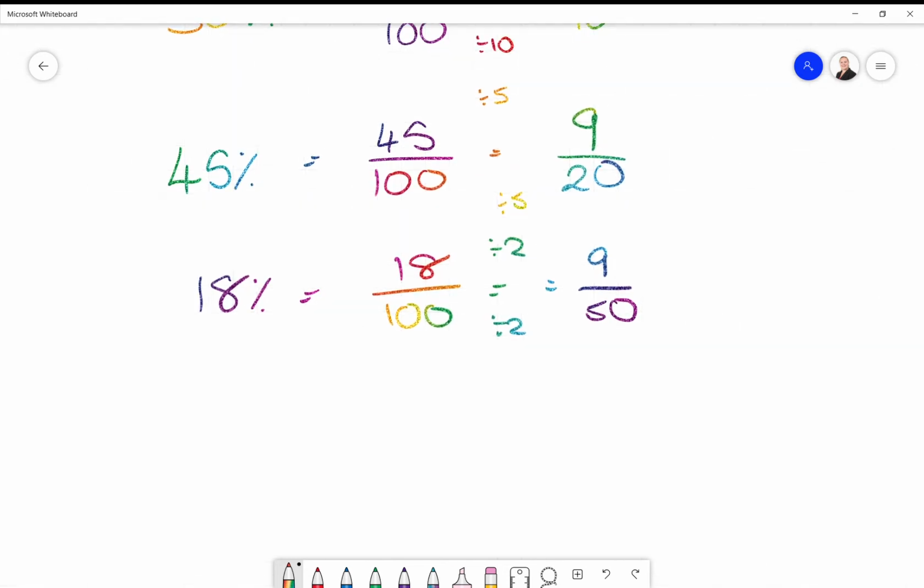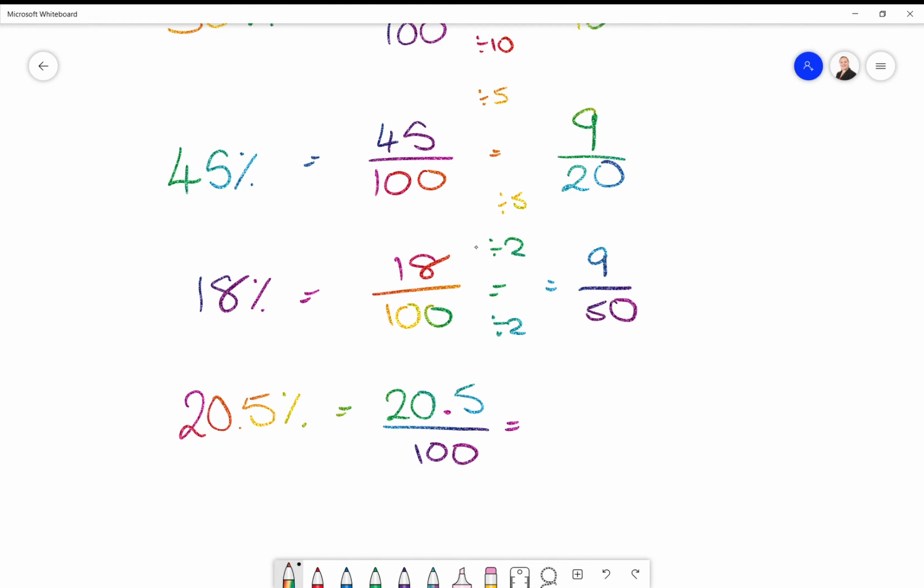You can have harder ones. I could have decimals. I could have 20.5%. So again, it's still 20.5 over 100. But I don't like decimals in fractions. We don't write decimals in fractions. That's not a proper form of maths. So get rid of the decimals.